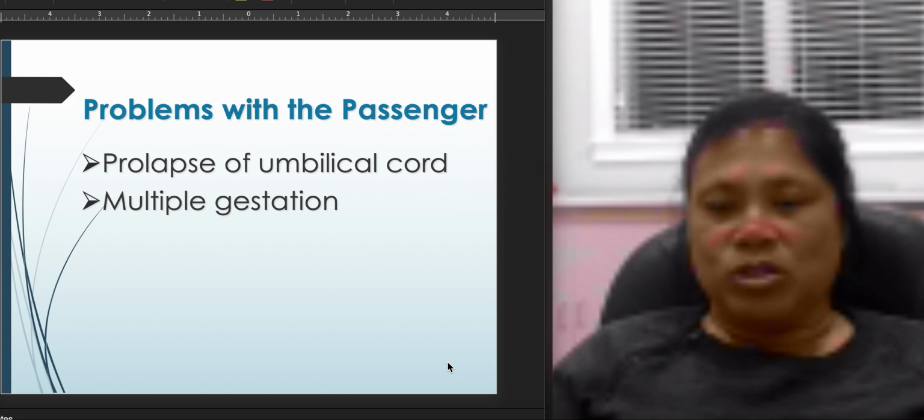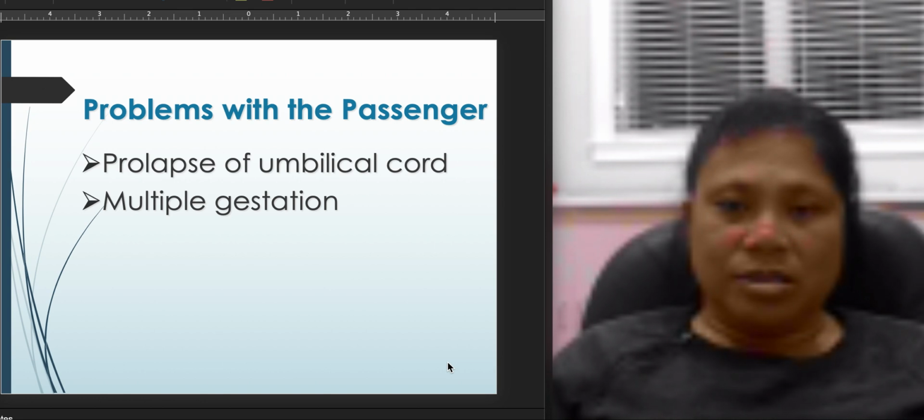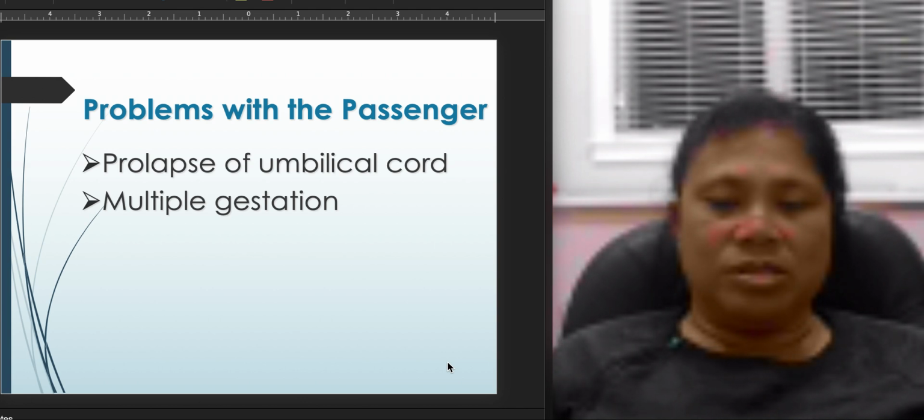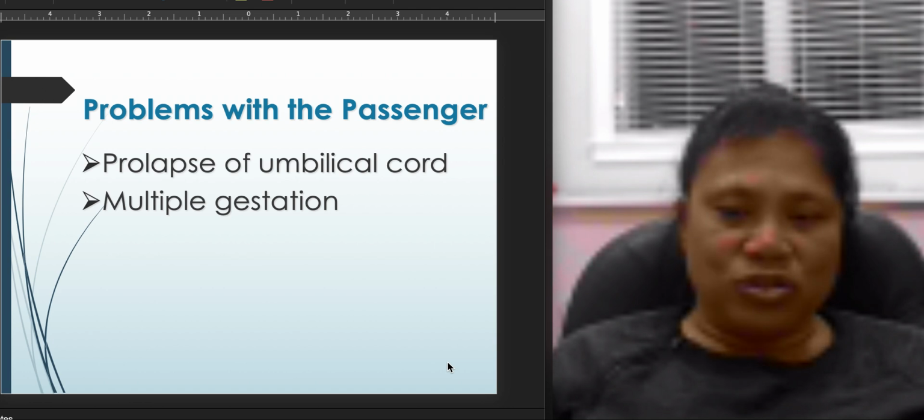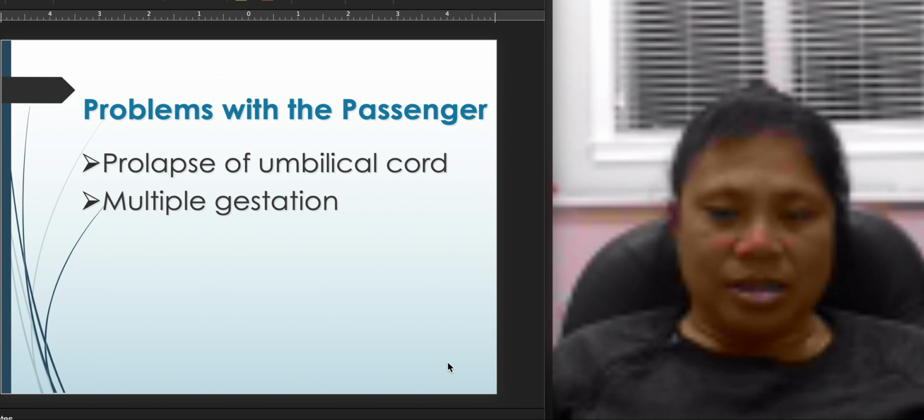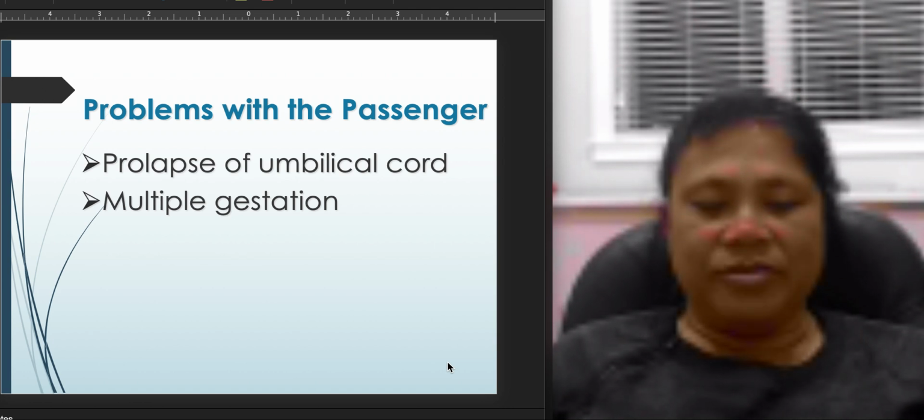Multiple gestation as well, that's a problem too. Usually there's a C-section, but if they try vaginal delivery, there are complications. Anyway, I'm going to leave it at that.